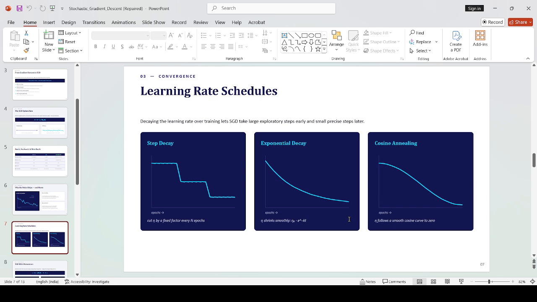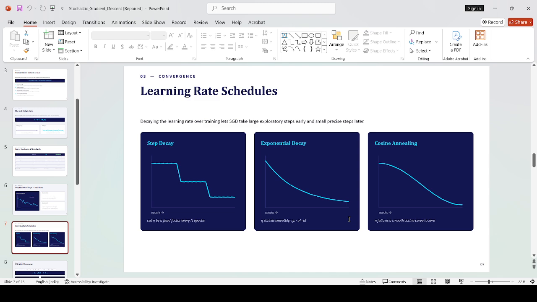Earlier, we learned that the learning rate controls the size of each update. Instead of keeping the learning rate constant throughout the training, it is often reduced gradually. This process is called a learning rate schedule. Initially, a larger learning rate allows the optimizer to explore the search space quickly. Later, a smaller learning rate enables fine adjustments near the minimum.